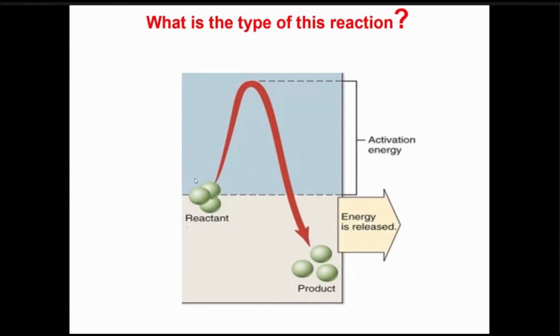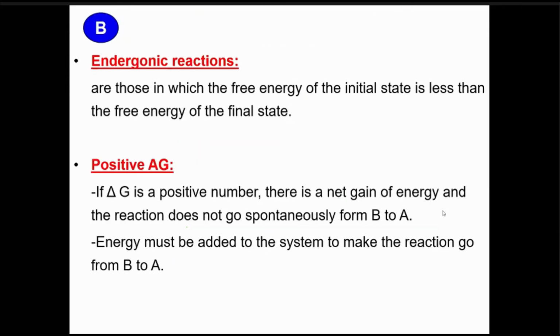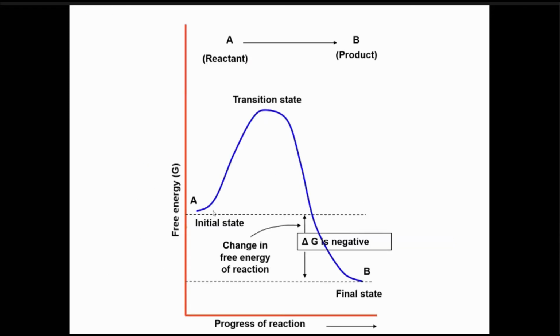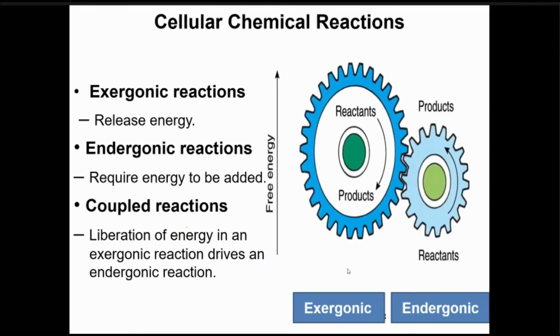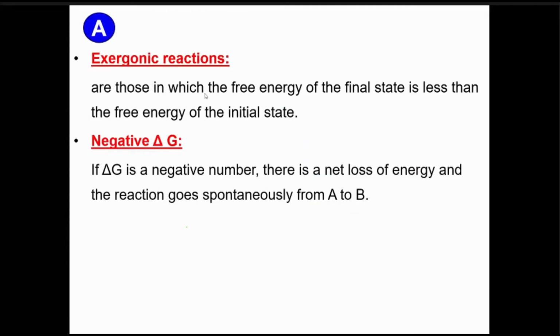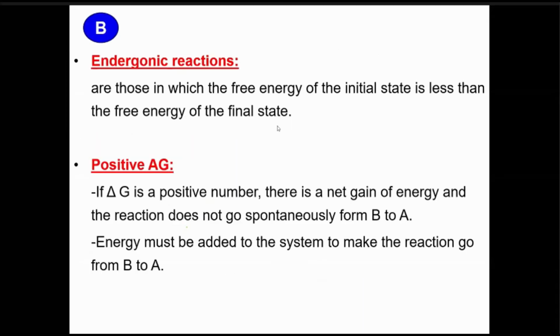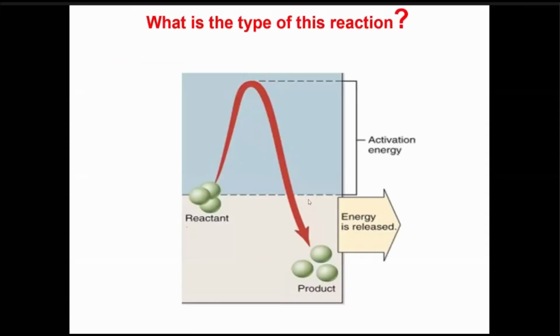You have high energy here, the initial state, and it becomes low energy. So when you have high energy and it goes to low energy, what does it mean? High energy, initial state, goes to low. Exergonic. So it's an exergonic reaction. The free energy of the final state is less than the free energy of the initial state. So the free energy of the final, the product, is less than the reactant.